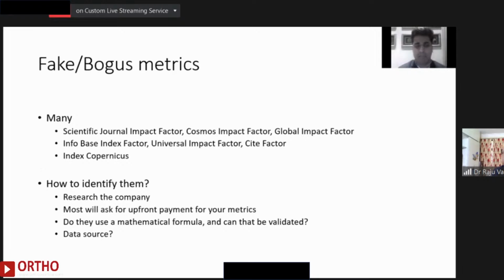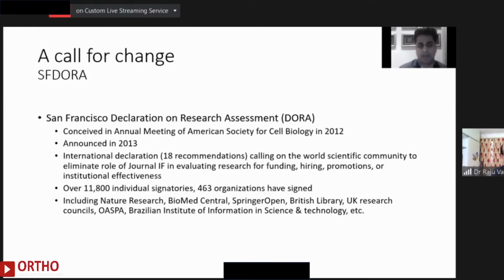In addition, there were many bogus or fake metrics which came out, like the Scientific Journal Impact Factor, or the Cosmos Impact Factor, or the Global Impact Factor, and others which you can see here, which were basically asking for upfront payment for your metrics. And we had no clue whether they used a mathematical formula or whether they evaluated, and what the data source was. And the company also was sort of iffy. So therefore, there was a lot of antagonism to these different journal metrics.